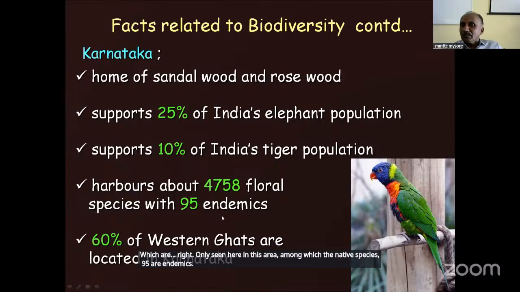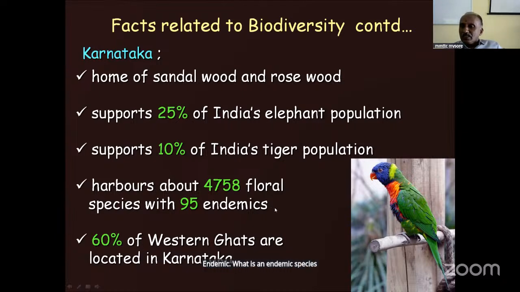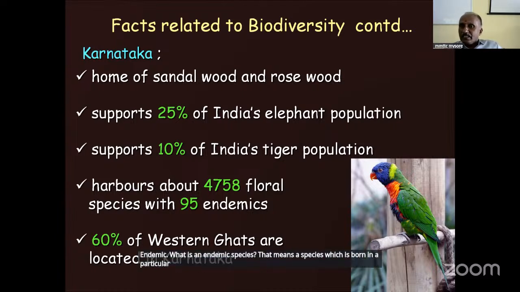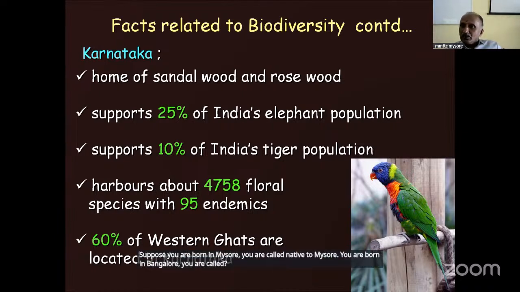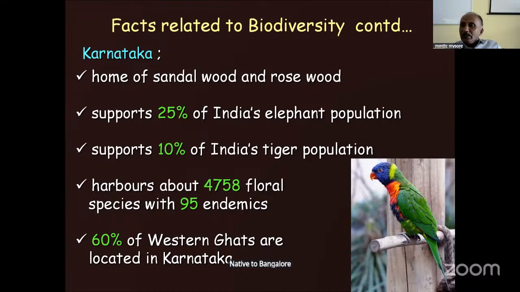Here I am using the word endemics. Try to remember this word, endemic. What is an endemic species? That means a species which is born in a particular geographical area, so it becomes the native place of that species. Suppose you are born in Mysore, you are called native to Mysore. You are born in Bangalore, you are called native to Bangalore. That means if you are born in Mysore, you are endemic to Mysore. If you are born in Bangalore, you are called endemic to Bangalore.